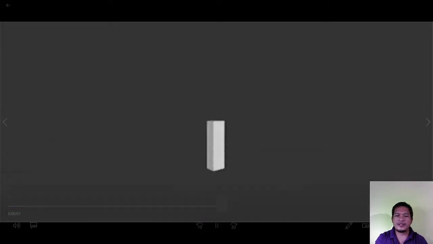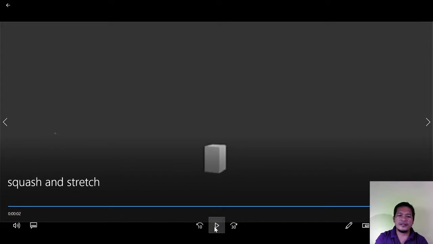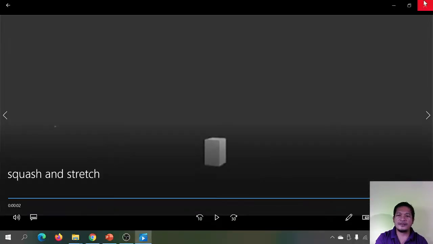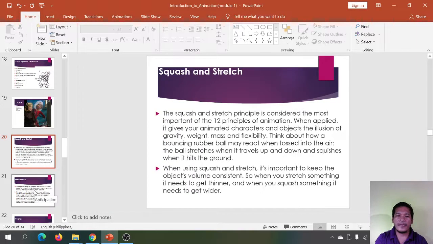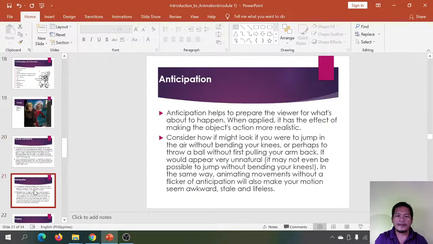So that is the squash and stretch. Okay. So the next is anticipation. Anticipation helps to prepare the viewer for what's about to happen. So imong anticipate. So when applied, it has the effect of making the object's action more realistic.